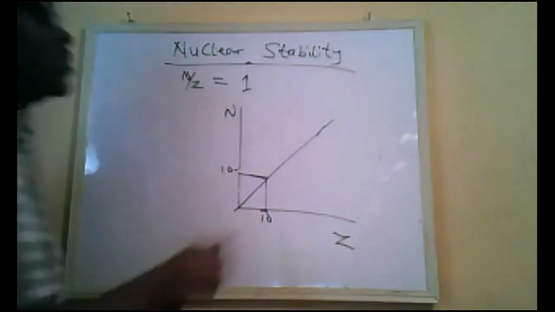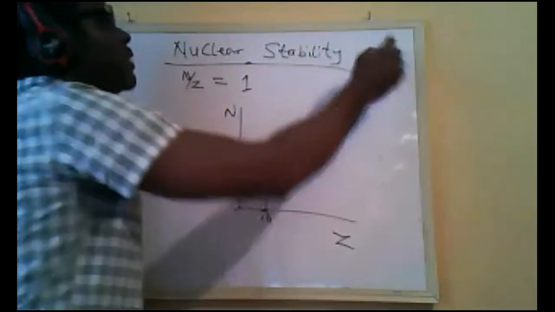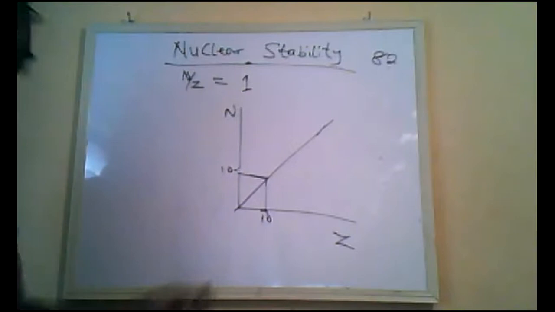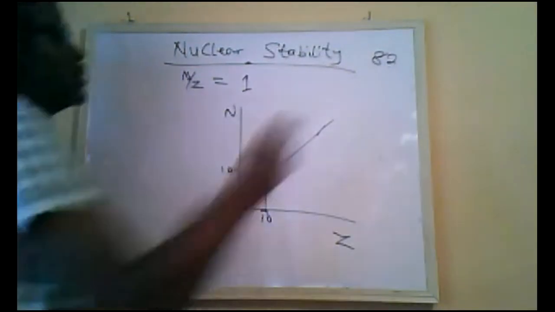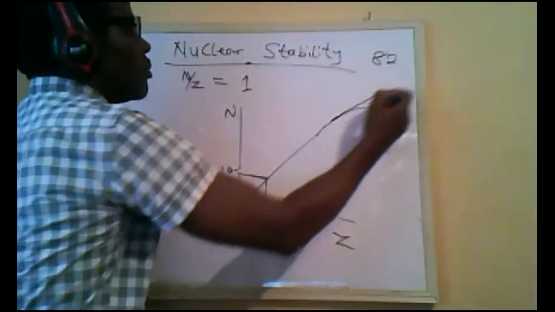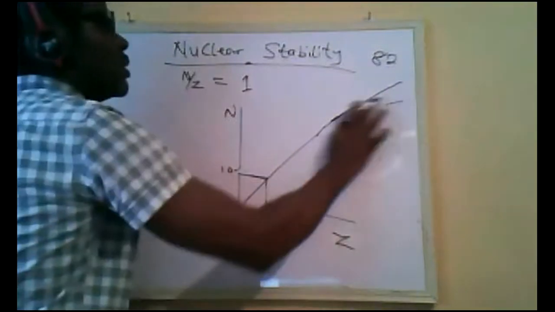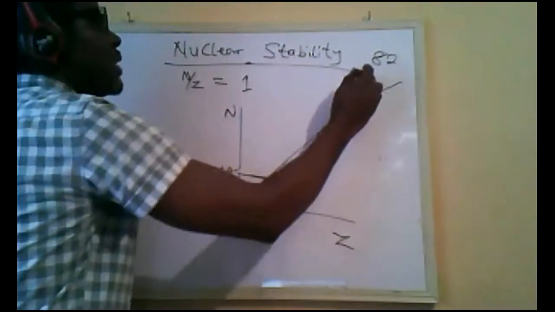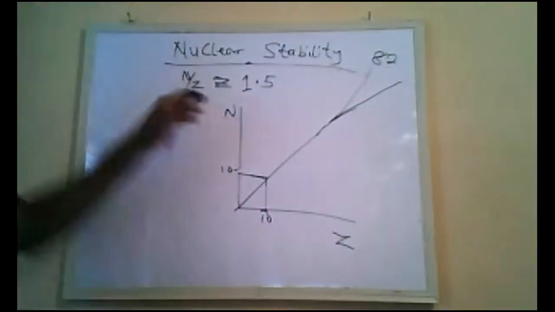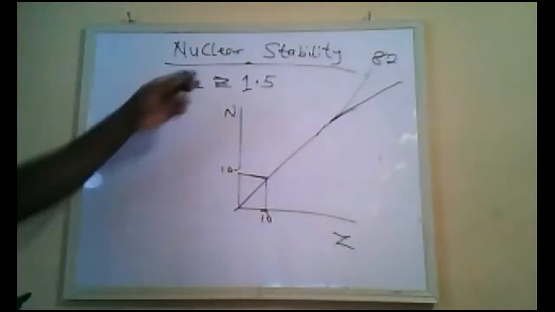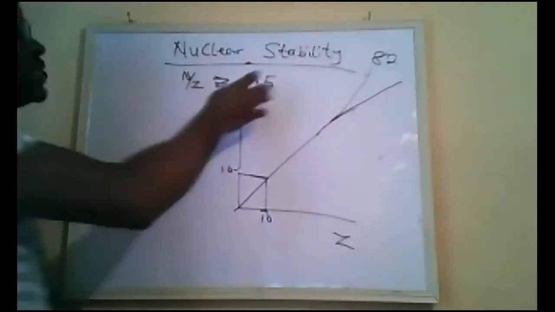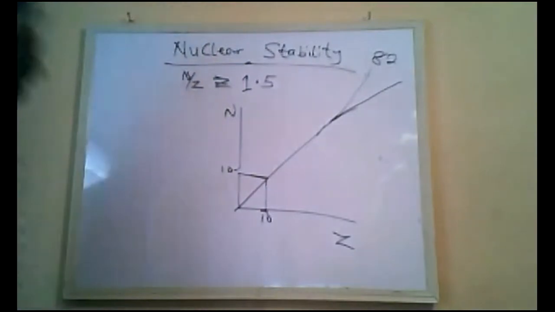So for very high elements, from 82, from lead, is the point where we begin to have unstable nuclides. We have to have nuclides that have this ratio greater than or equal to 1.5. So we should have more neutrons than protons, so that if you divide the two, you should have 1.5 and the rest. If you don't have that ratio, the material will continue to become unstable.